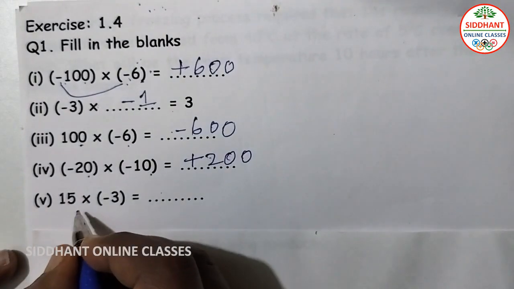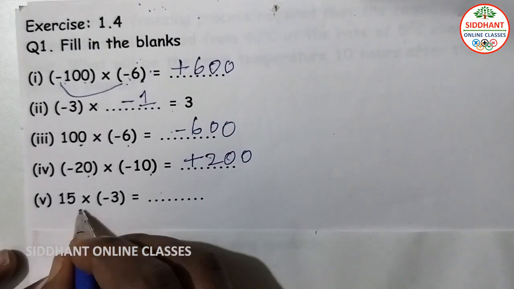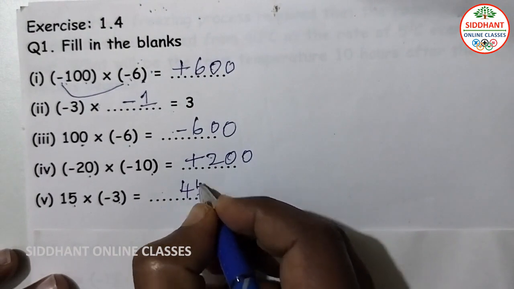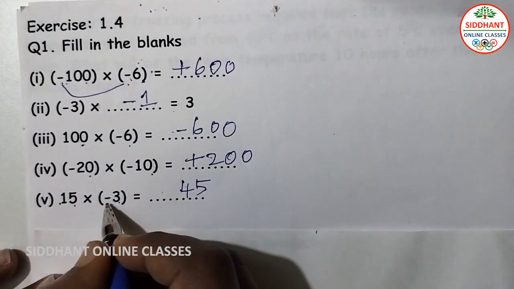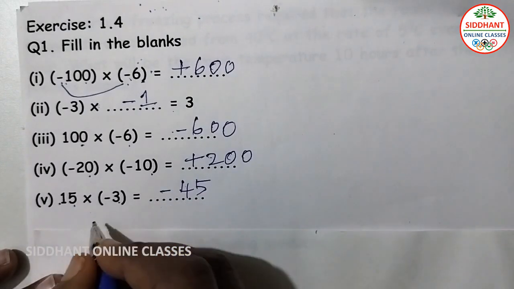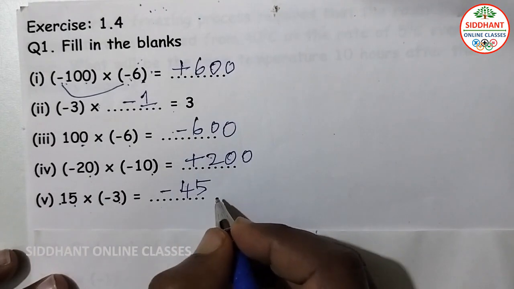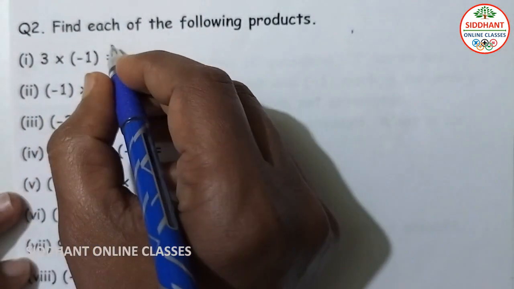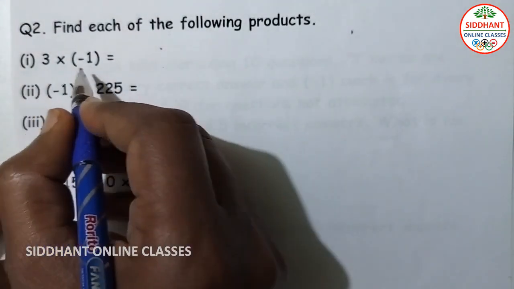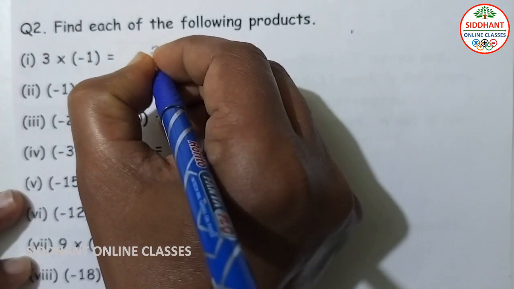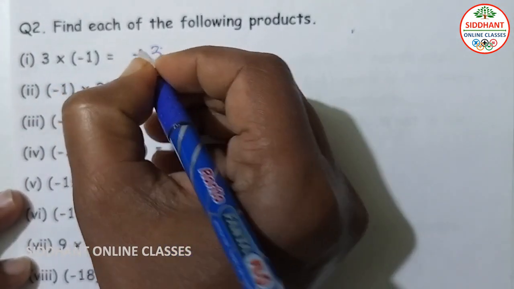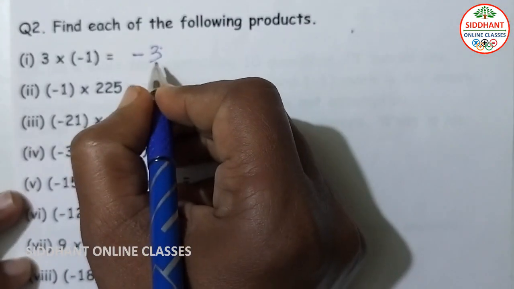Fifth one, 15 into minus 3. First multiply the numbers, 15 into 3, that will be 45. Then plus into minus, the answer will be minus. So the answer will be minus 45. Question number 2, find each of the following products. First one, 3 into minus 1. First 3 into 1, the answer will be 3. Next, plus into minus, we know it is minus. Answer will be minus 3.